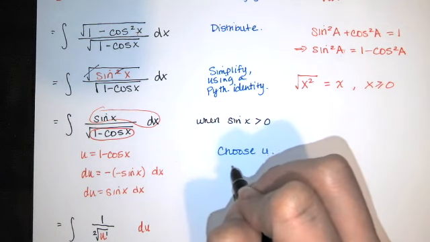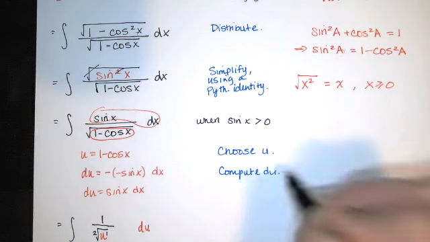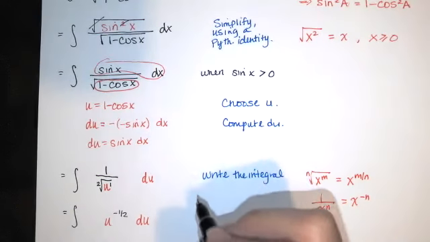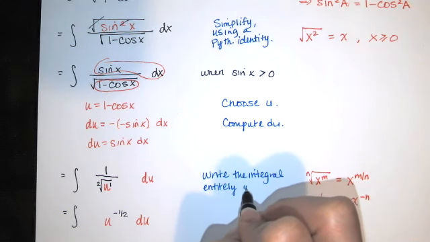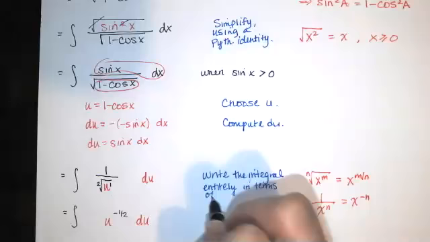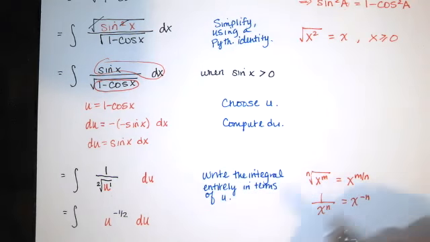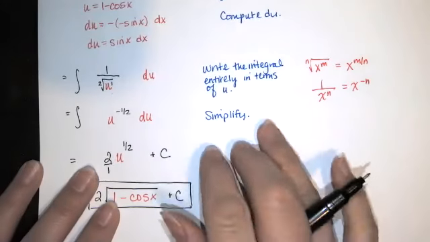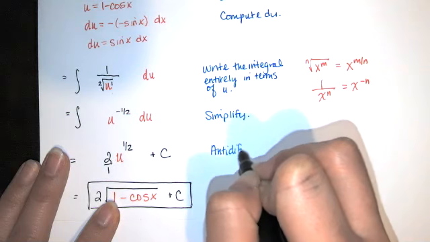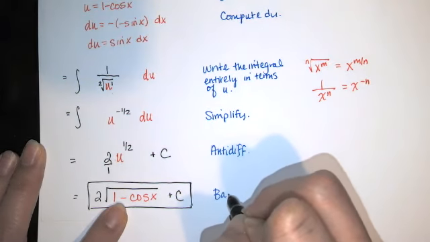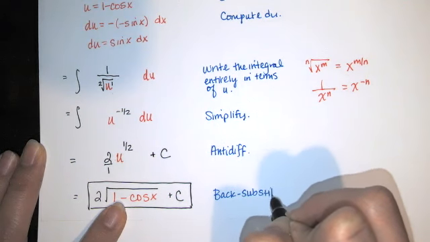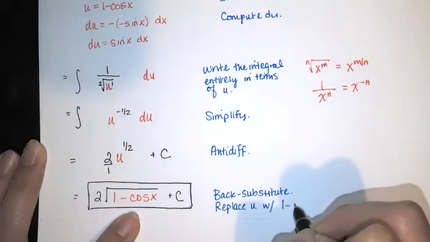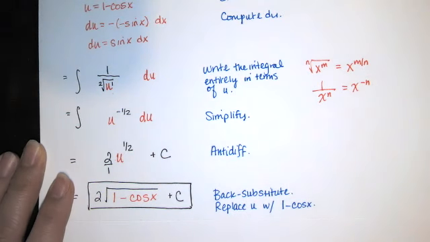So we're going to choose u to be the inside function, compute du. You write the integral in terms of u. And you want it entirely in terms of u. There shouldn't be mixed variables here. U's only or x's only. And simplify so that your basic rules apply. And then the next thing we did is we anti-differentiated using that basic rule, our power rule, and then we back substitute. Don't forget to replace u with whatever it was in terms of x. In this case, we were replacing u with 1 minus cosine of x because that's what u was when we initially decided on our substitution.